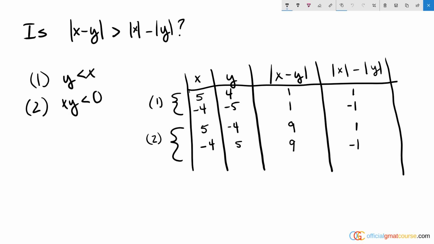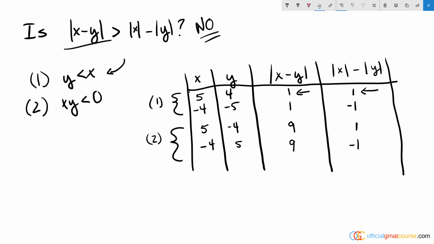So statement one, y is less than x. Does this mean that this top part has to be true? Is it always consistently the same yes or no answer? Well, following y is less than x, I'm going to say x is 5, y is 4. I chose these numbers kind of randomly, but they're simple numbers to work with. The absolute value of x minus y is 1, and the absolute value of x minus the absolute value of y is also 1. This side is not greater than this side because they're actually equal.